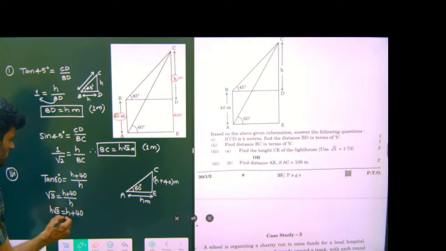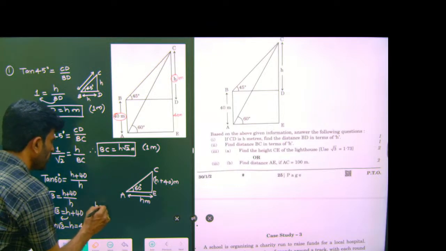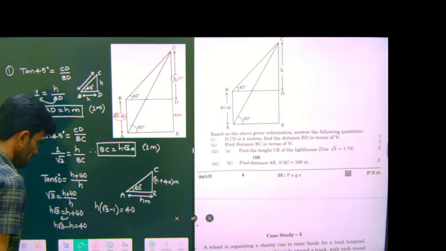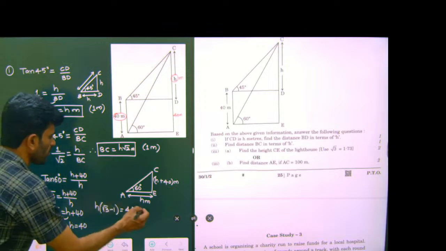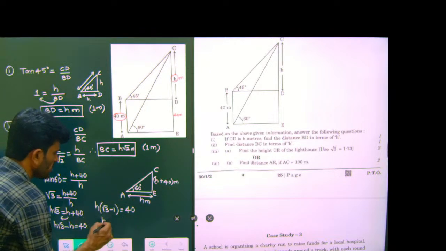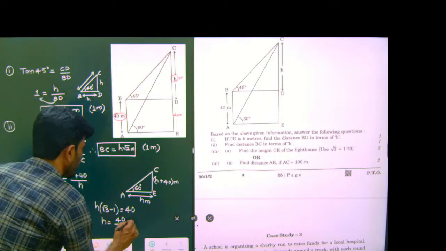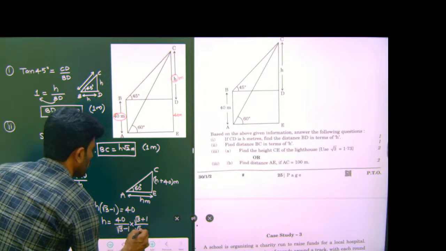Now H we transpose this side, then we get H root 3 minus H is equal to 40. Then we take H common. If you take H common, it will be H into root 3 minus 1 is equal to 40. Then send this root 3 minus 1 to the other side. We get H is equal to 40 by root 3 minus 1. Okay, but when we get like this, what do we do? We do rationalization, root 3 plus 1 by root 3 plus 1.